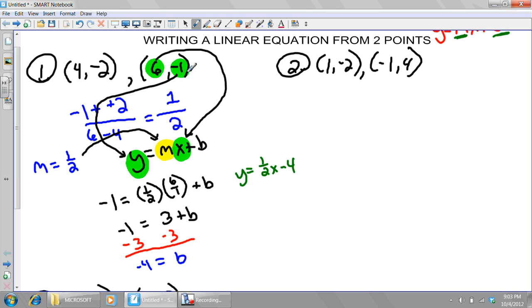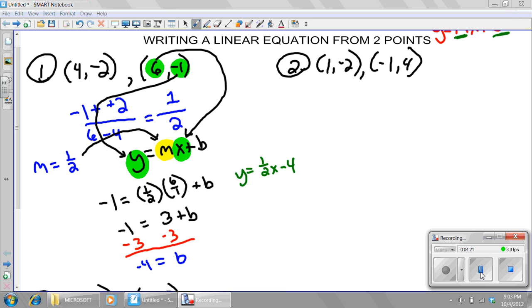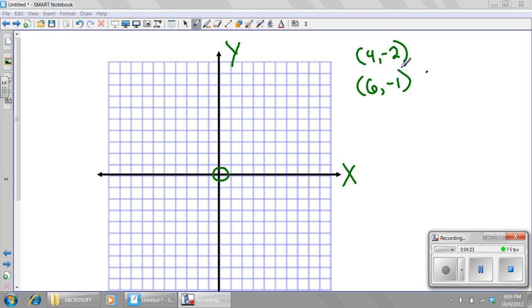Now, hold on one second here. Let me pause it. These were the 2 points I was given in the problem. So if I plot 4, -2 right there, and then I plot 6, -1 right there, I know my line is going to go through those points, and I know my slope is 1/2. Rise 1, run 2.